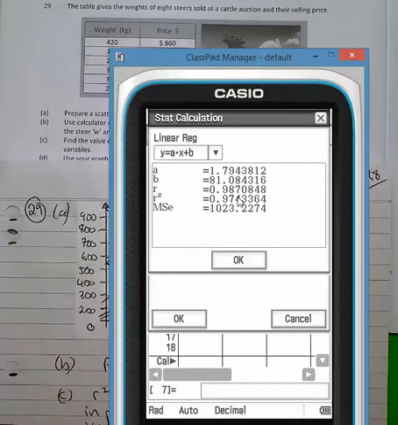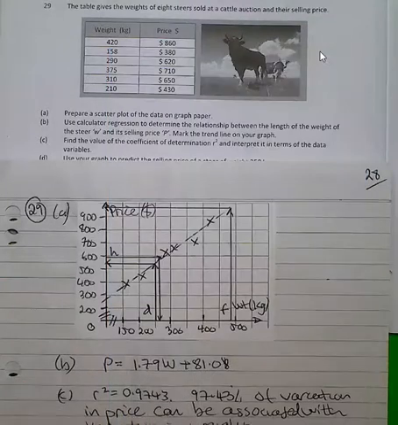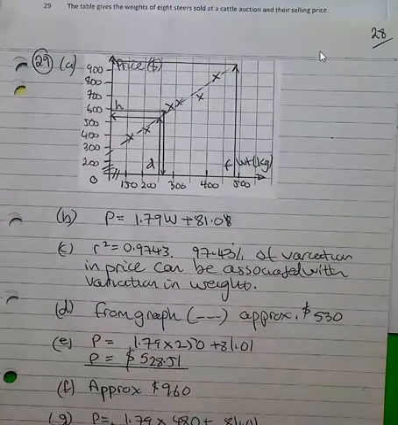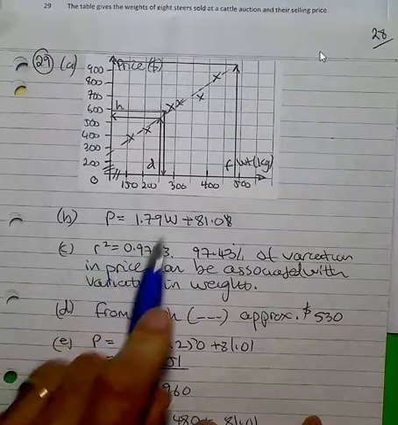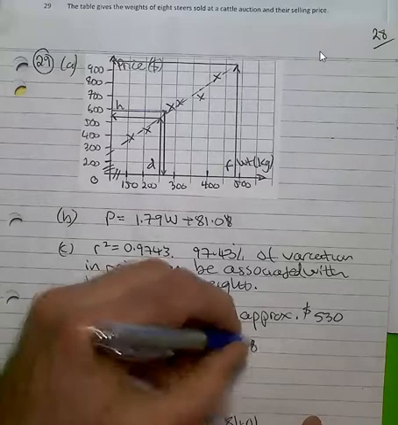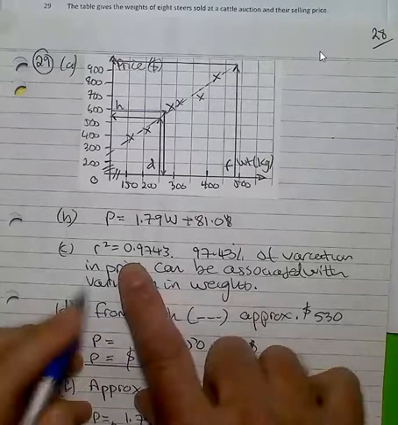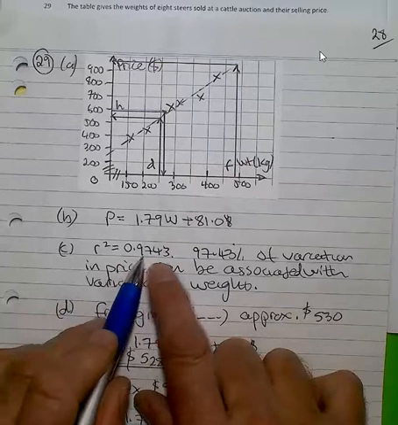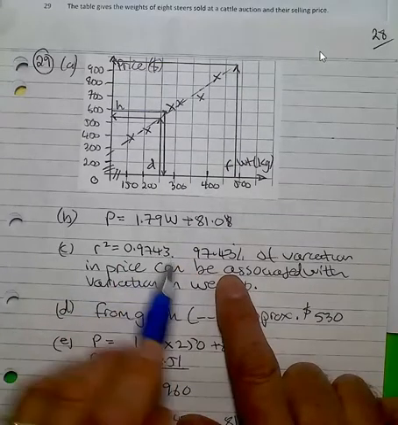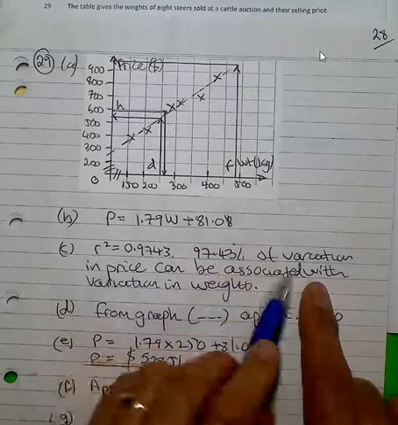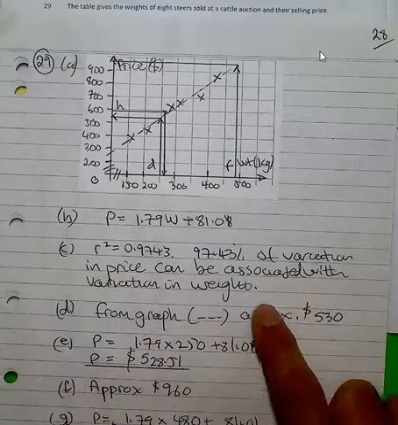So if you record that, the R squared figure is 0.9743. So if we record that, P is equal to 1.79W, not Y and X, but price relating to the weight plus 81.08. So working that through, R squared is 0.9743. Now that means your coefficient of determination, 97.43% of the variation in price, can be associated with the variation in weight.